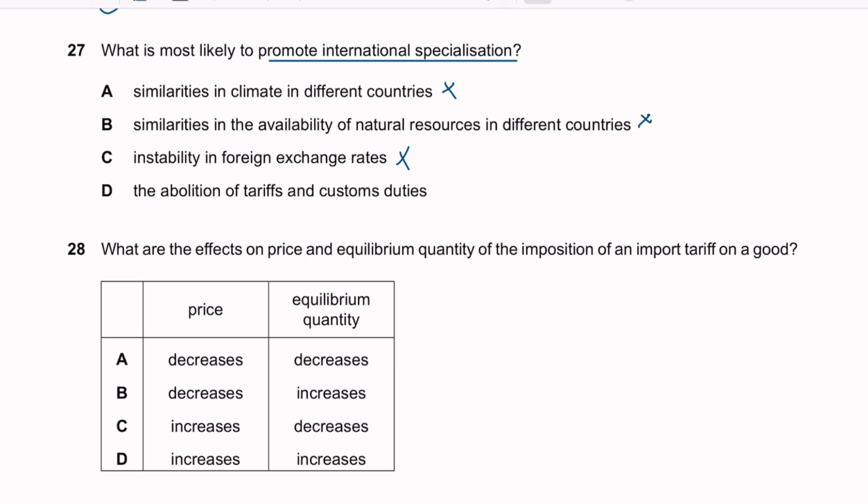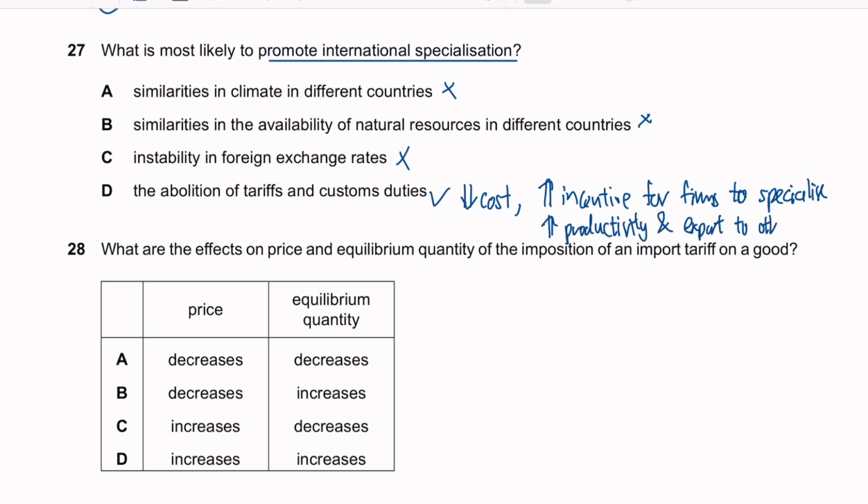So A and B, a simple explanation to it is that if you have similar resources, why would you trade with other countries? You will just use your country's own resources that are more available and cheaper. C is not correct, so D is the answer, the abolition of tariffs and custom duties. So when there's less barrier, you can reduce the cost, and this will create an incentive for firms to specialize, to increase their productivity and export more of their products to other countries. So D is the answer.